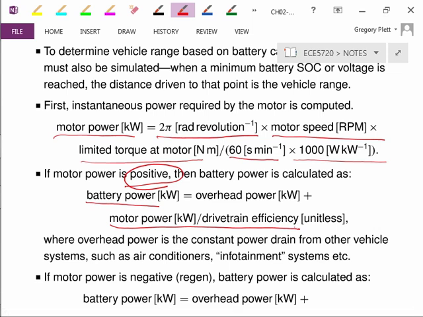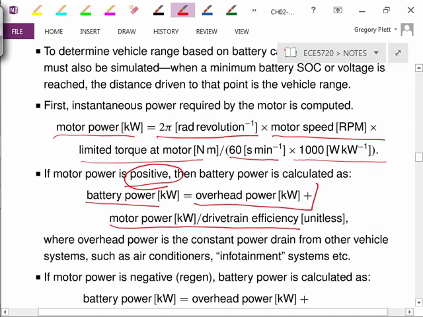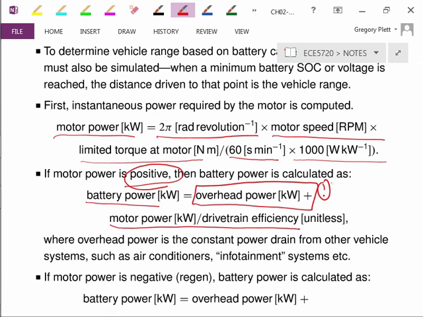to overcome those inefficiencies. And also we include here something called overhead power, and that's some constant power drain to run air conditioners and infotainment systems and whatever else electronic is on board. And this may not be negligible. Infotainment systems can draw many amps at 12 volts in a standard car, and that translates to a lot of power. So especially if you're in stop-and-go traffic, your vehicle range may be very largely impacted by the overhead power because you're not getting any motor power if you're stopped, and your entire drain is due to overhead.